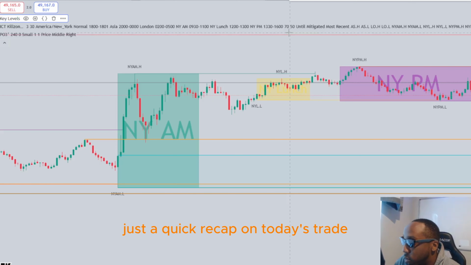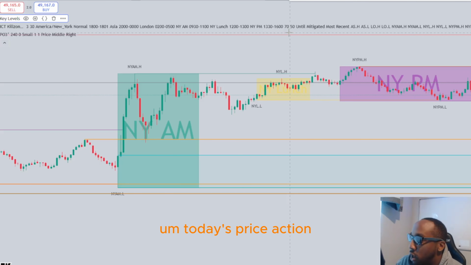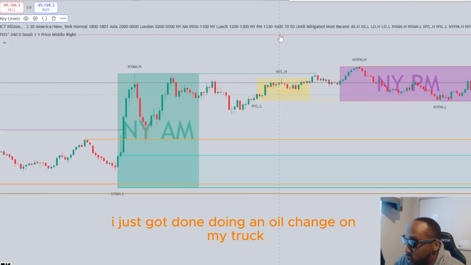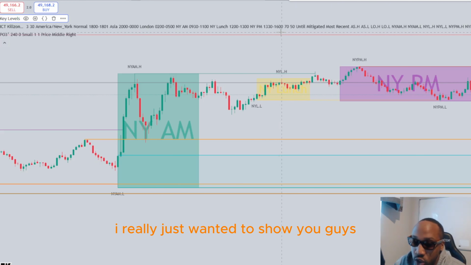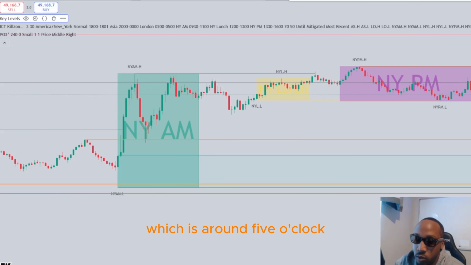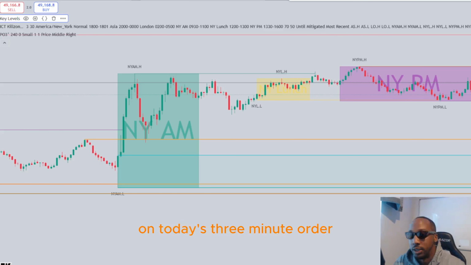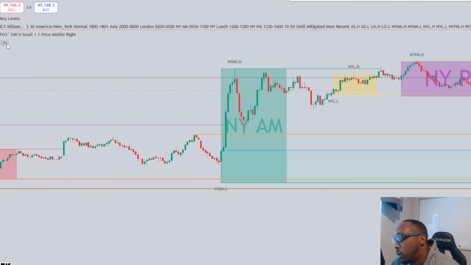Just a quick recap on today's trade, today's price action. Guys, it's 4:20. I just got done doing the oil change on my truck. I'm dirty. I really just wanted to show you guys before the end of the trading period, which is around 5 o'clock. Look at how respectable price action was on today's 3-minute ORB.